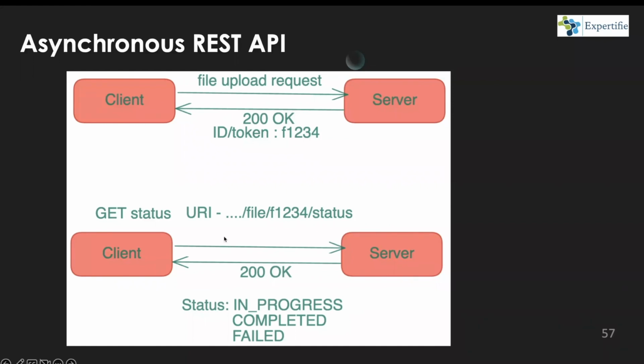So if it wants to access that status, the API endpoint would be slash file slash this ID, which is given by the server, F1234, and slash status. Depending on the status, the server would respond whether it is completed or failed or in progress. So depending on the status, the client would know that my file upload is successful, or it is currently in progress, or failed.